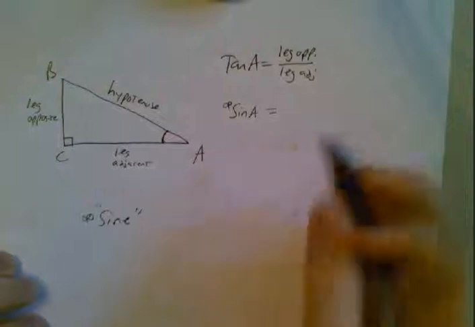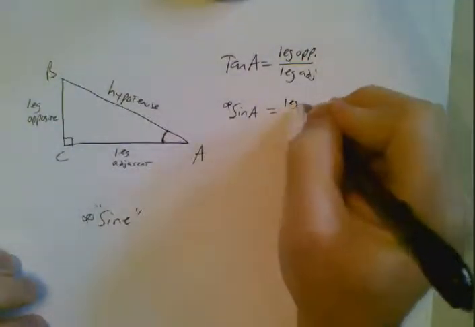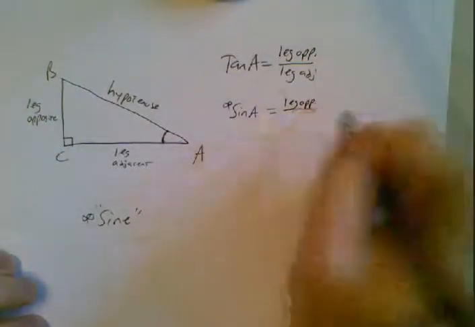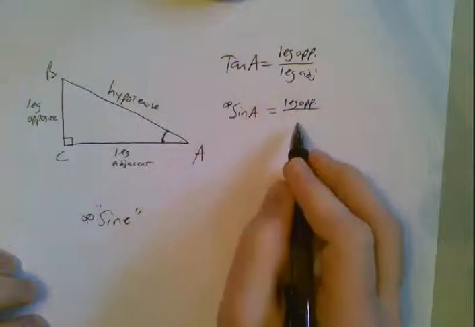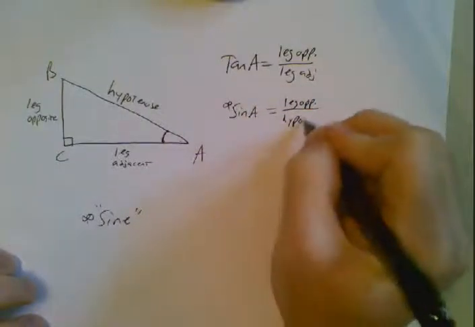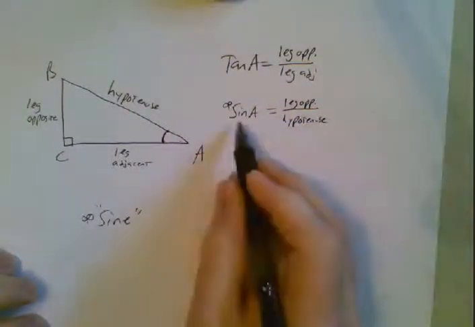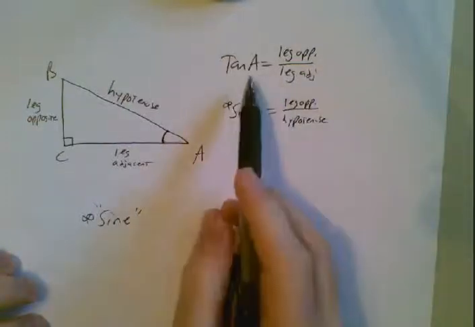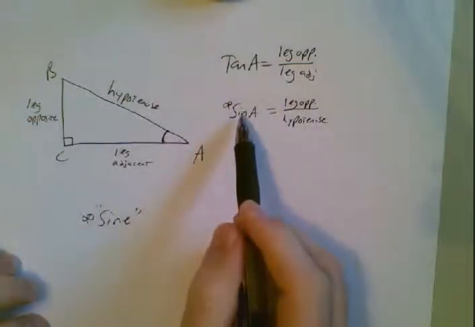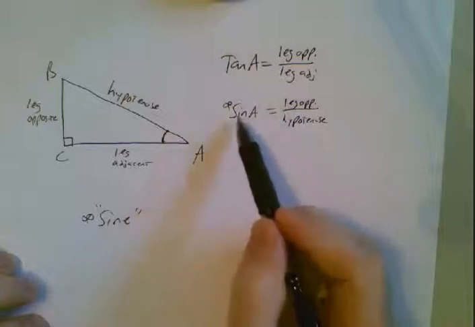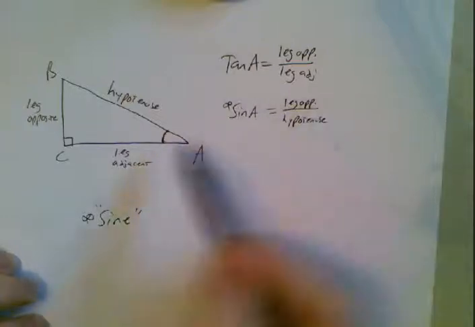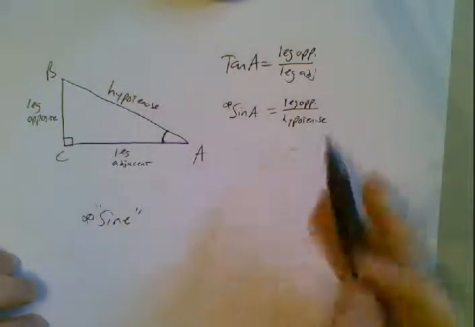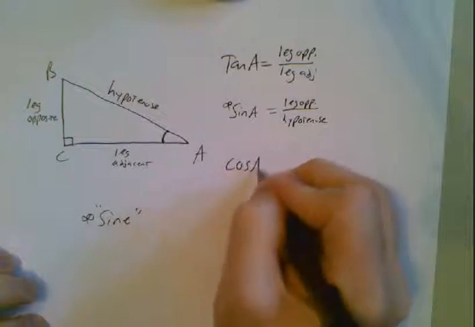Sine of angle A, we said, was the leg opposite, just like before, but this time, instead of dividing by the adjacent leg, we divide by the hypotenuse. Okay, these are just special names for those ratios. Those ratios exist no matter what you want to call them, but these are the names that we use to reference them. So the sine of angle A is the leg opposite to angle A, of course, over the hypotenuse. And then there was one more called the cosine.